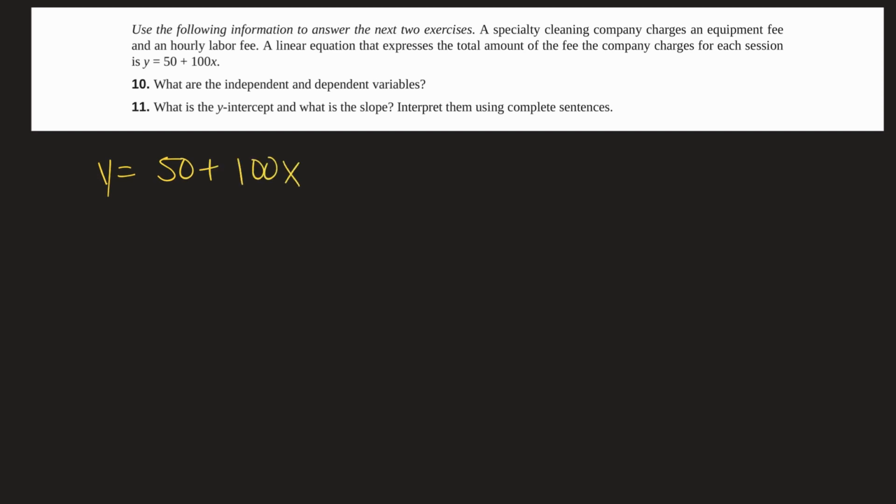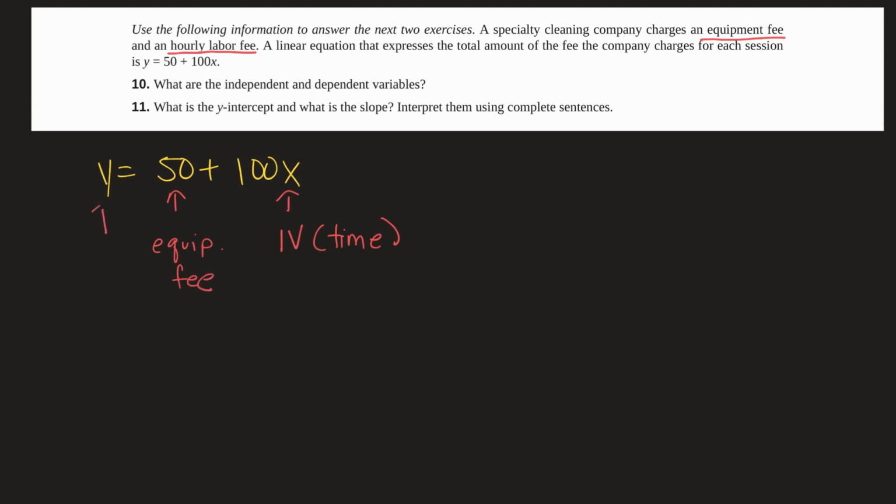Now it tells us in the prompt that they charge an equipment fee and an hourly labor fee. Now, look at the equation. Which one is which? So what changes? Well, the hourly labor fee, that's what changes over time. So this right here, the x, will be our independent variable, and in this case, it's time. It's hourly time. And then this 50 here, that's going to be our equipment fee.